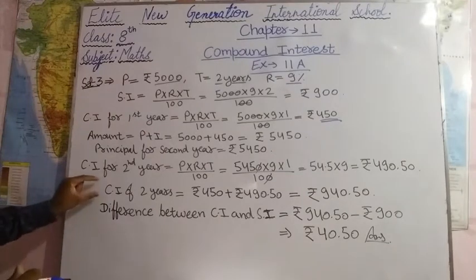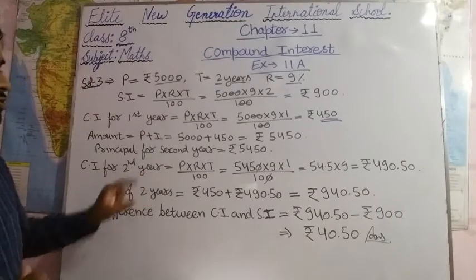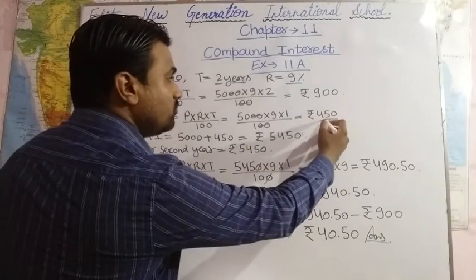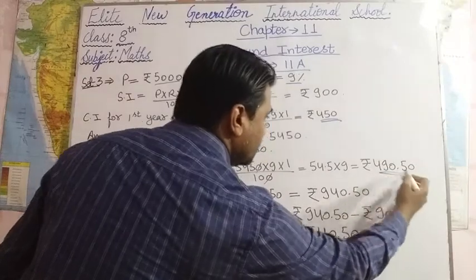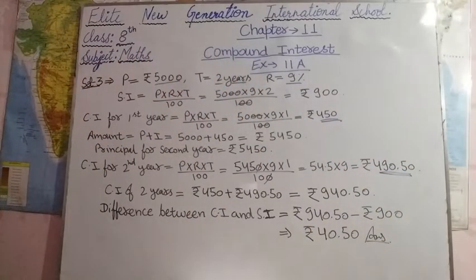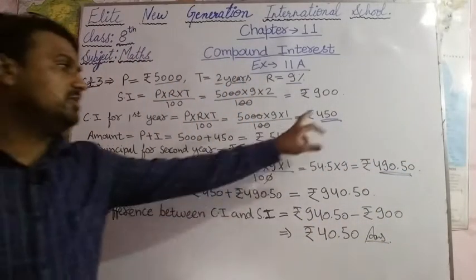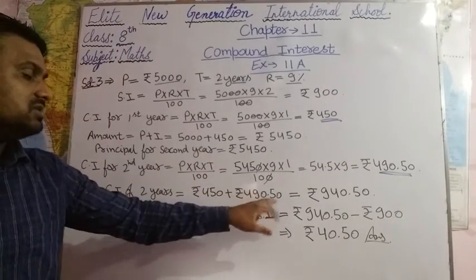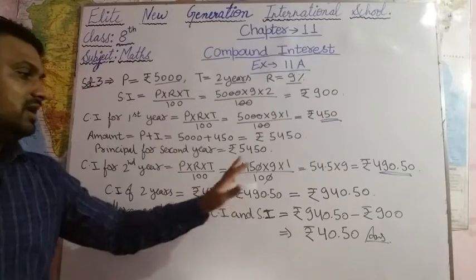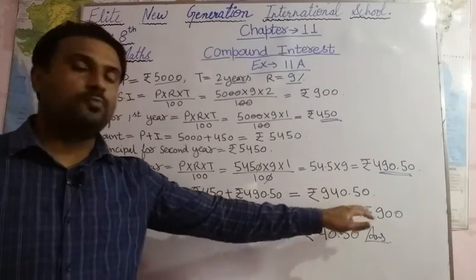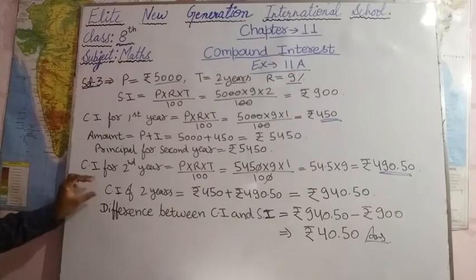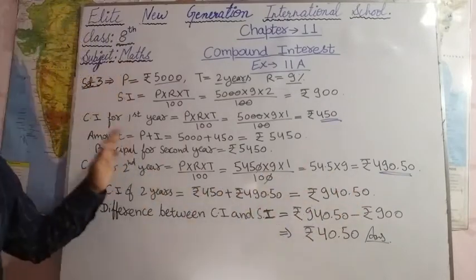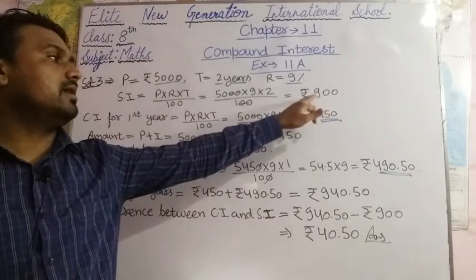Now after this we can find compound interest of 2 years. So what is the compound interest of both of the 2 years? So for first year it is 450 and for second year it is 490.50. So we will add both of these. So it will be 450 plus 490.50. So when we add, it will be 940.50. So here we have found compound interest will be 940.50 and simple interest we have found 900.